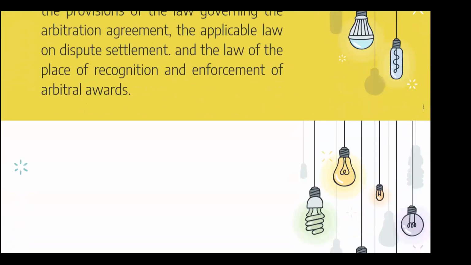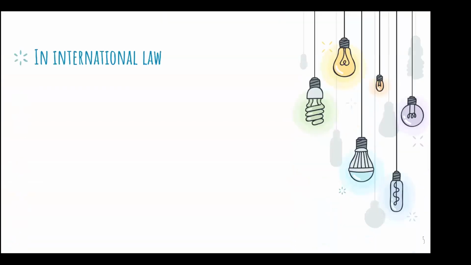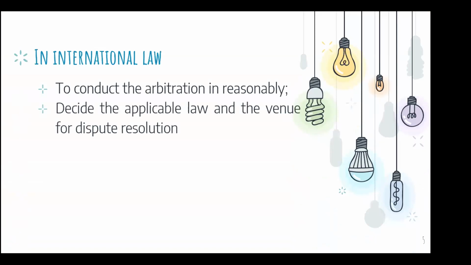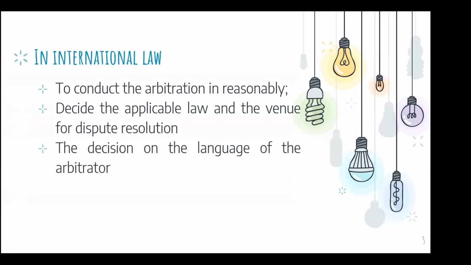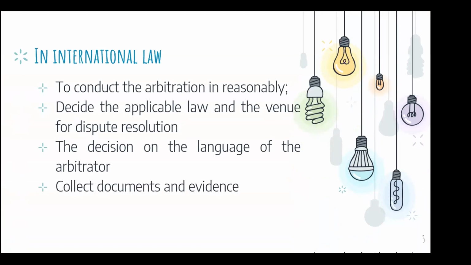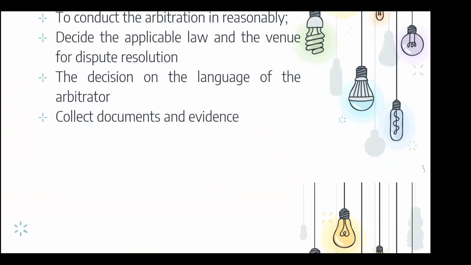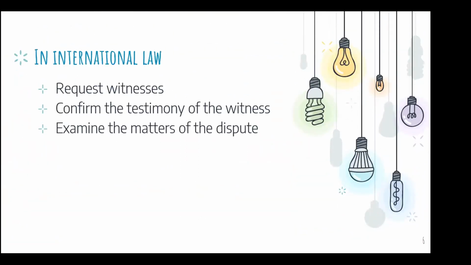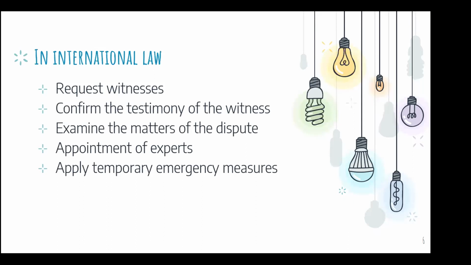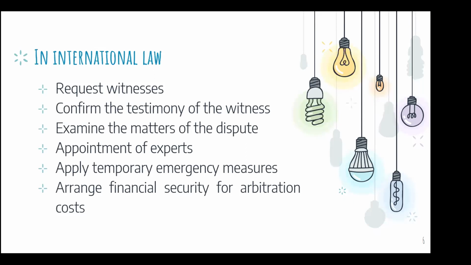In international law, the arbitral tribunal has the following powers: to conduct the arbitration, decide the applicable law and the venue for dispute resolution, decide on the language of the arbitration, collect documents and evidence, request witnesses, confirm the testimony of the witnesses, examine the matters of the dispute, appoint experts, apply provisional emergency measures, and arrange financial security for arbitration costs.